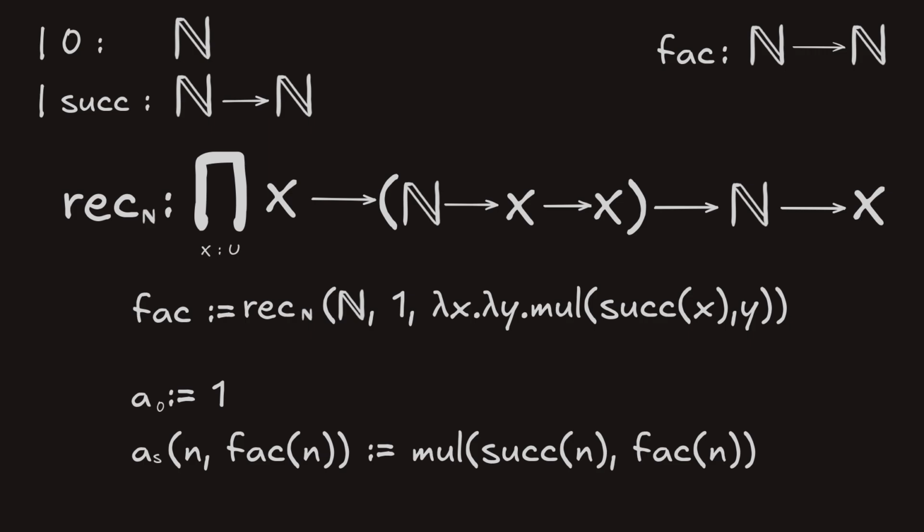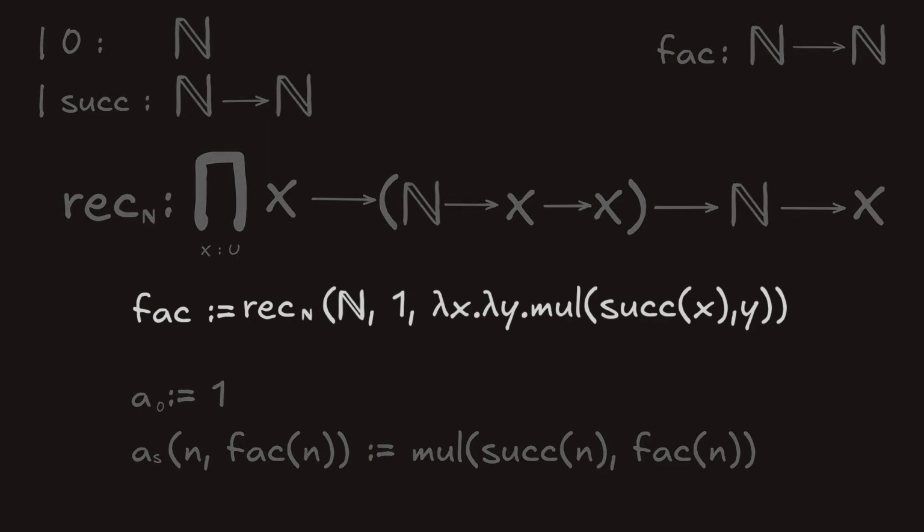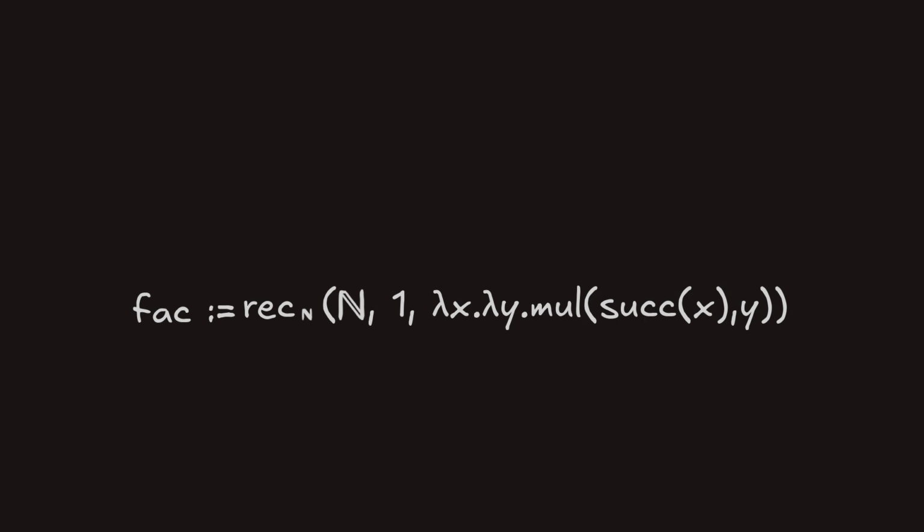Type theorists so frequently define functions this way that they have a name for it. They call it pattern matching. We now know how to use recursors in type theory.